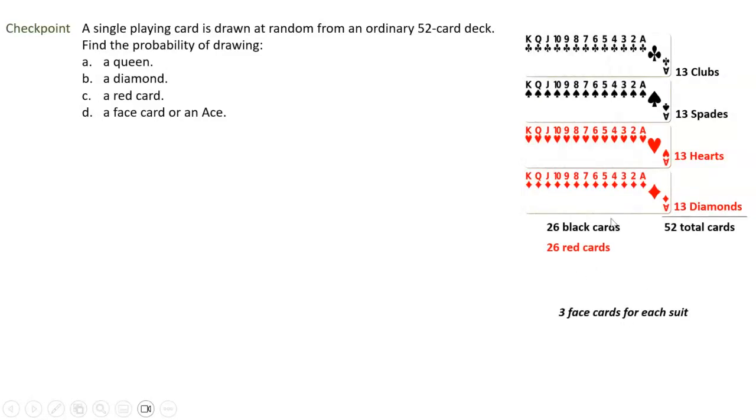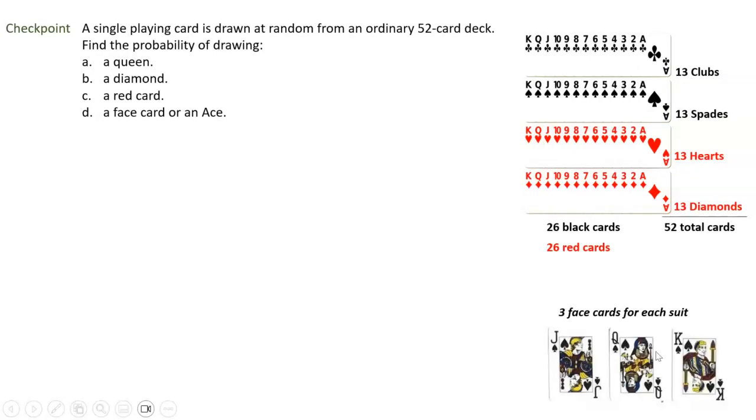There's also 3 face cards for each suit. What are face cards? A face card is a card that has a face on it. For example, these are called face cards. If you notice, every suit has the jack, the queen, and the king. For example, the suit of clubs has the jack of clubs, the queen of clubs, and the king of clubs. The suit of spades has the jack of spades, queen of spades, and king of spades. Same thing with the hearts and same thing with the diamonds.